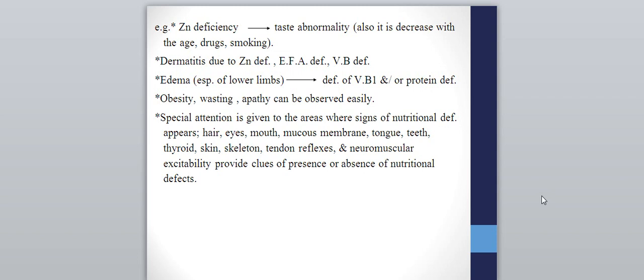And the skin manifestations: hypopigmentation or hyperpigmentation, and flaky exfoliation in the skin. We have to check the skeleton for evidence of rickets in early age, in the first 5 years of life, or osteomalacia or osteoporosis later in life. And tendon reflexes are defective in malnutrition, as in hypothyroidism, where there is a slow relaxation phase of reflexes. Neuromuscular excitability provides a clue for the presence or absence of a nutritional defect, as in hypocalcemia, where there is an increase in neuromuscular excitability.